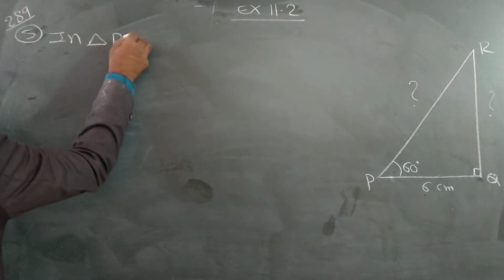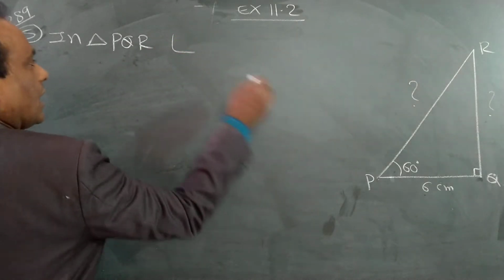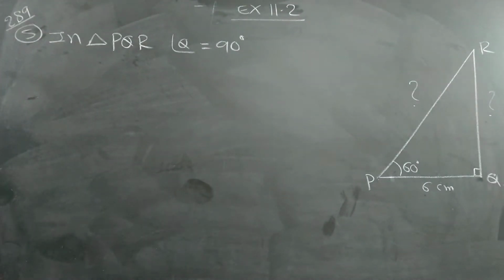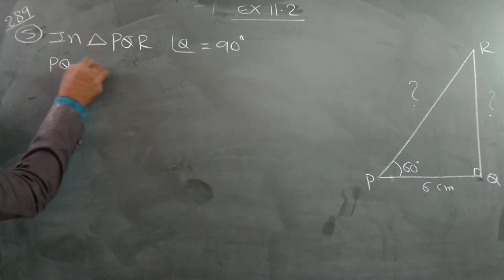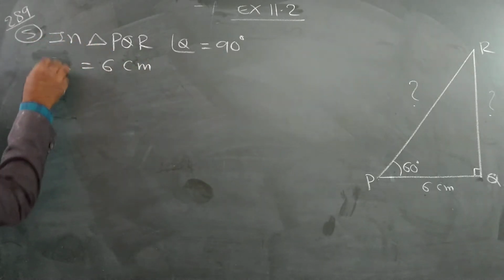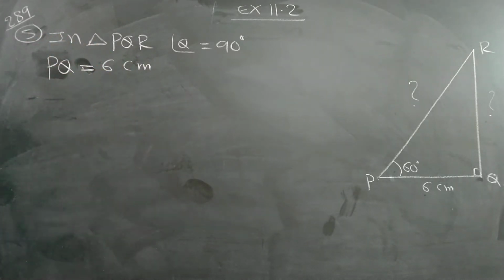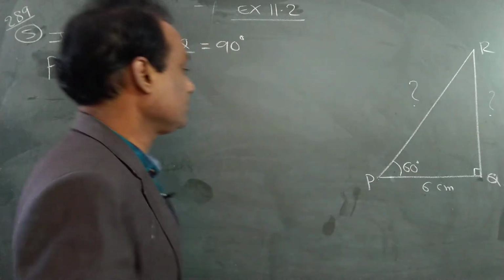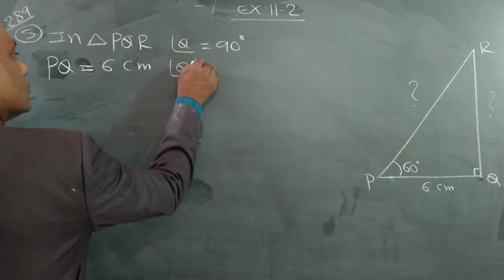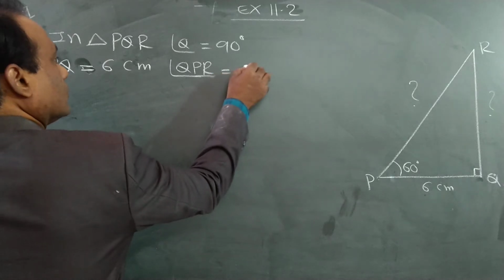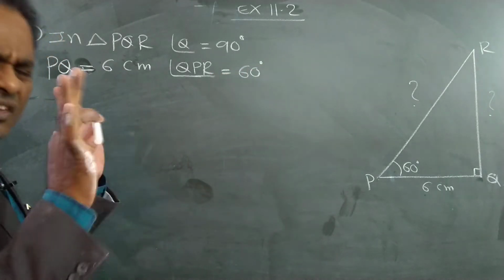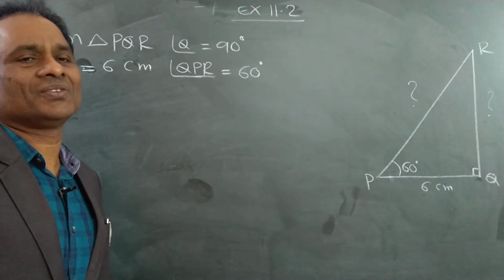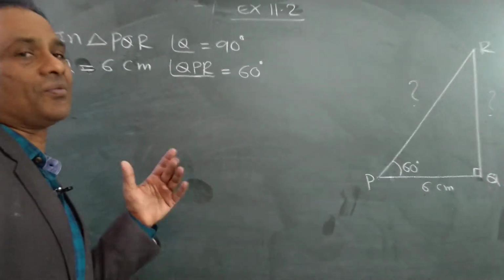In triangle, I am writing the question. In triangle PQR, it is given that Q is equal to 90 degrees. Angle Q is 90 degrees. And PQ is equal to 6 centimeters given, and this angle is 60 degrees, angle QPR. Same question I am writing here because we have to write some steps. So directly answer we can't write now. So we are writing some steps.